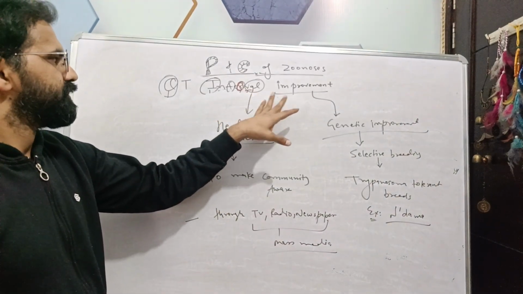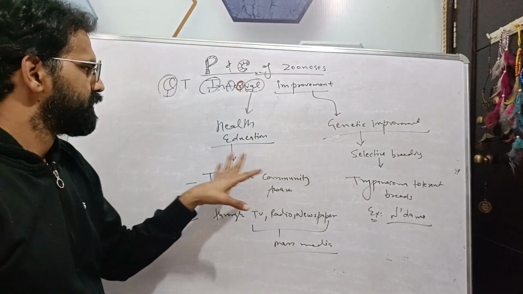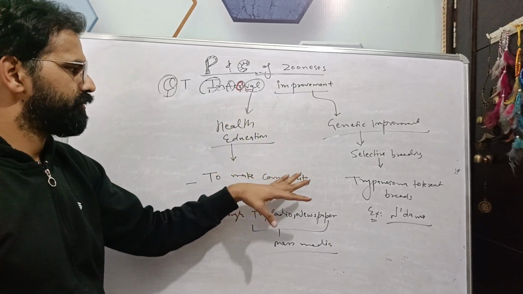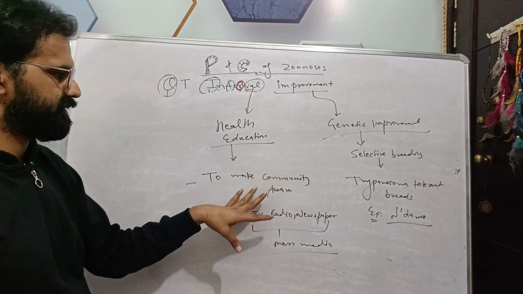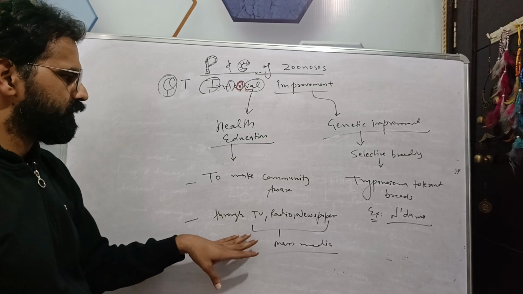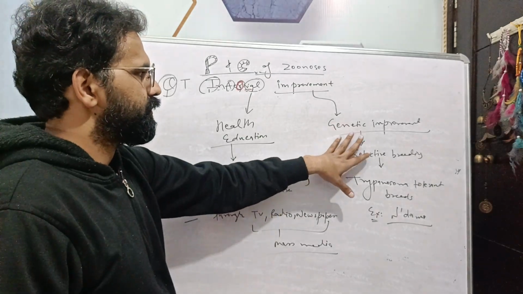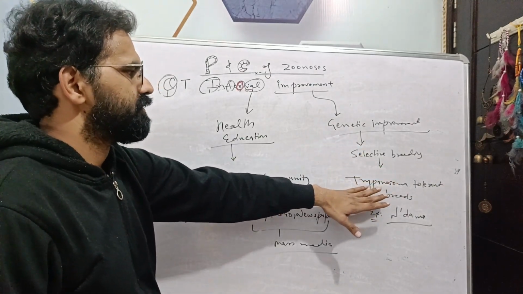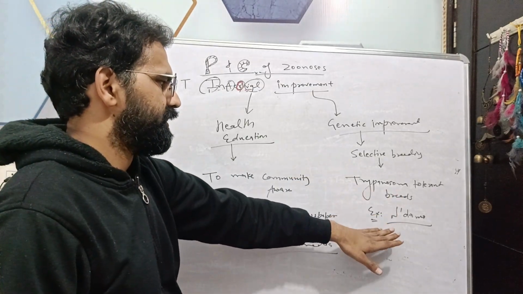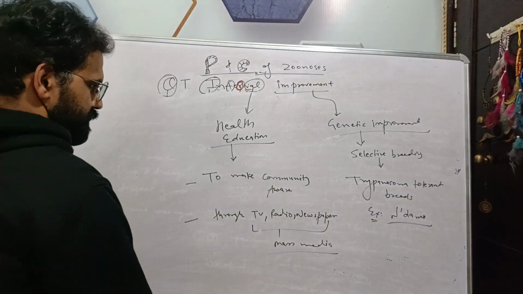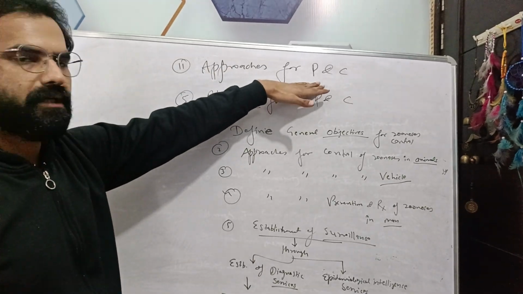The last 2 approaches are health education and genetic improvement. The purpose of health education is to make the community, farmers and pet owners aware of zoonotic diseases, and that can be achieved through mass media like TV, radio, newspapers and others. Genetic improvement is through selective breeding where disease-resistant breeds are developed, for example trypanotolerant breeds. These are the 11 approaches for prevention and control of zoonosis.